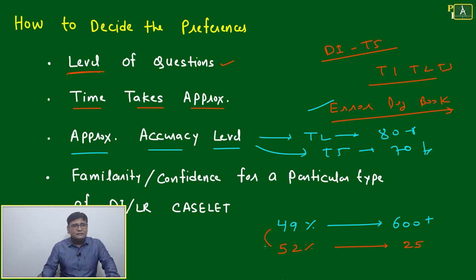How much change? Only 3%. 49% to 52% win. You don't need to think that to get great success you have to make a major change. No, you have to make a small change. But that change should be persistent.